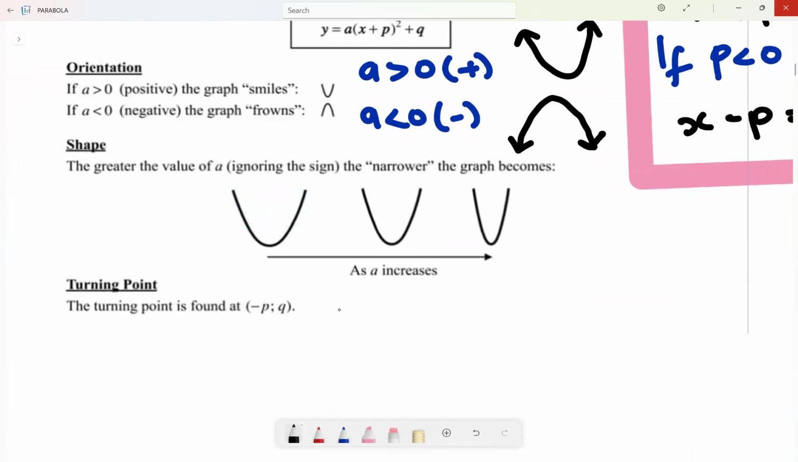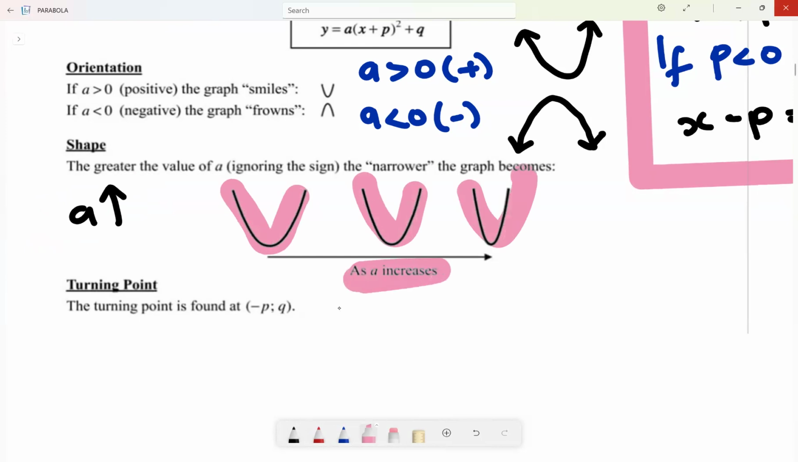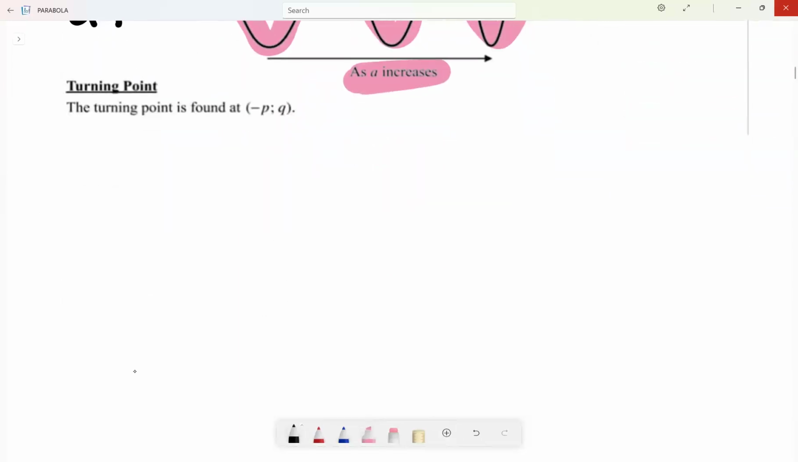When the value of a becomes greater, the magnitude of a, let me not use the absolute value. If the magnitude of a increases, it causes our graph to become narrower. Can you see it causes our graph to become narrower as a increases? Now, we might draw a graph like this.